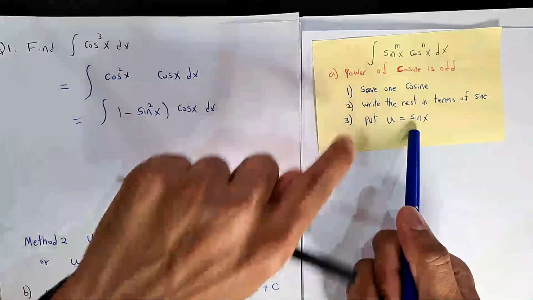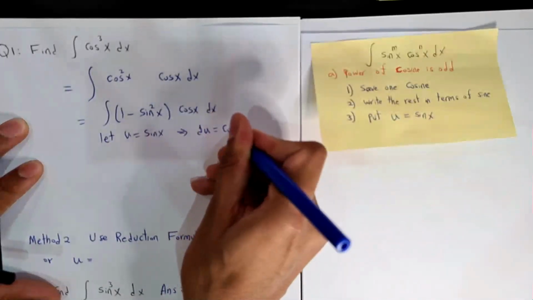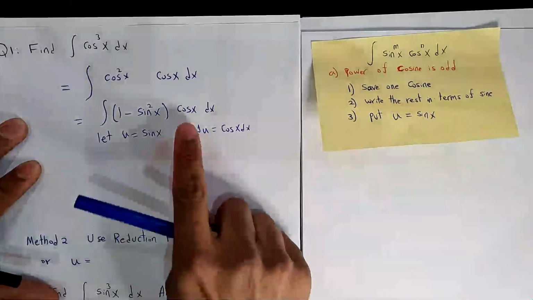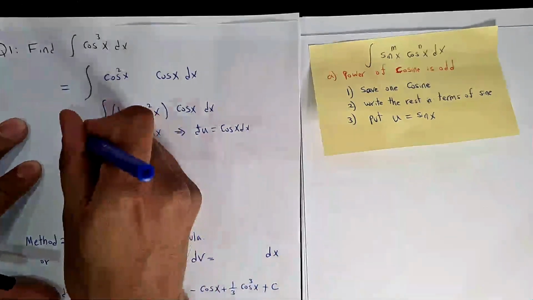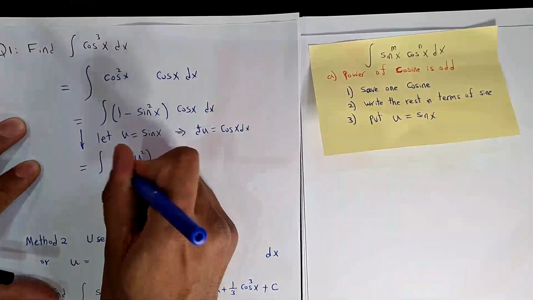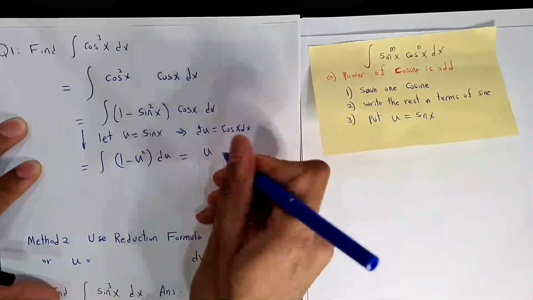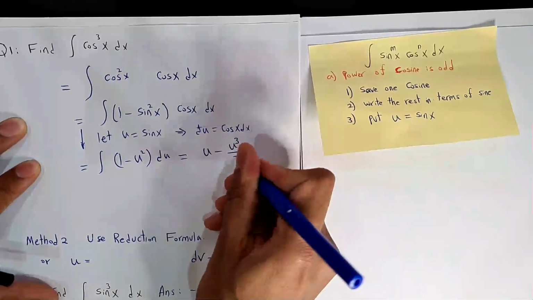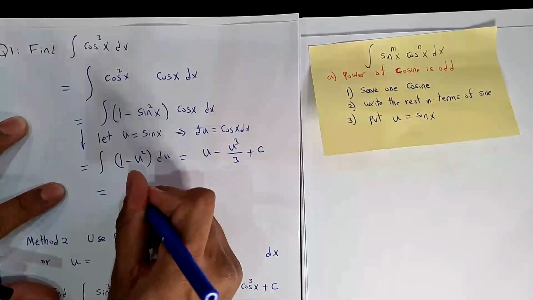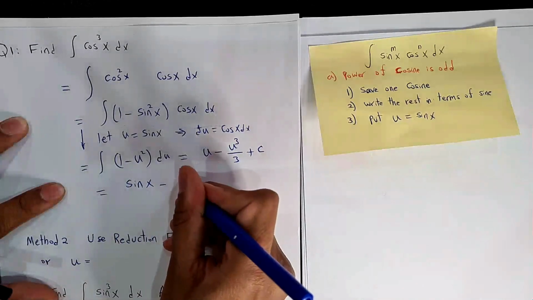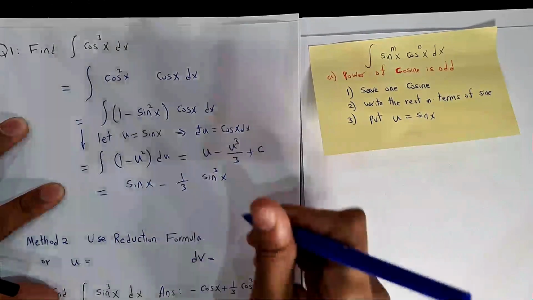Use the substitution u equal to sine x. Let u equal sine x. Then clearly my du is cosine x dx. Look here, this is your derivative. So I am left with integral 1 minus u square du, because everything here goes with the du. This is a very simple integral. It is u minus u cubed over 3 and add a constant c. Tell me, what is my u? It is sine x. So I will say sine x minus 1 over 3 sine x to the power 3 plus constant c.